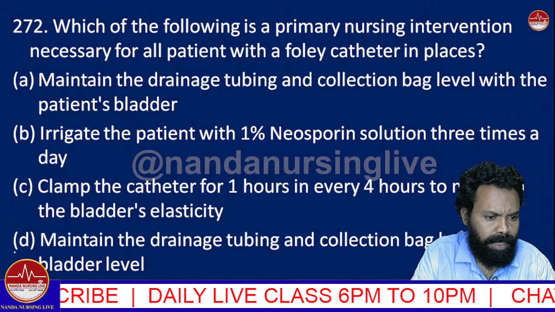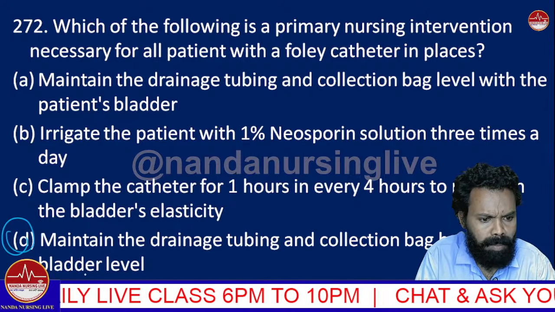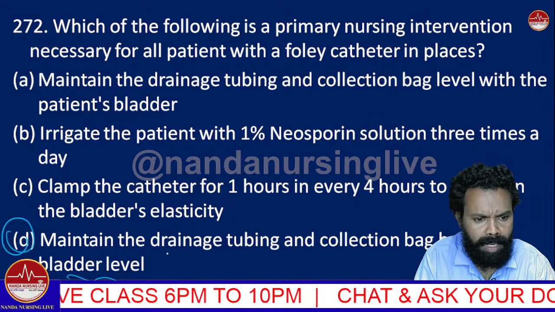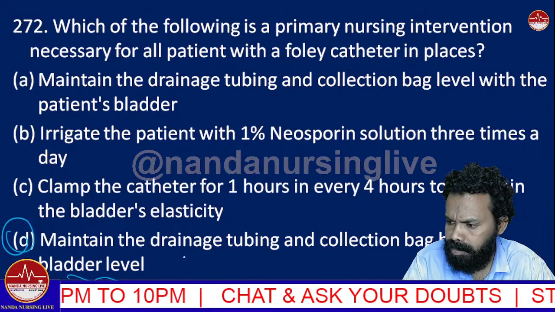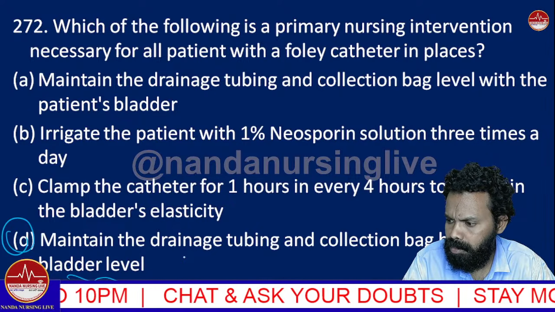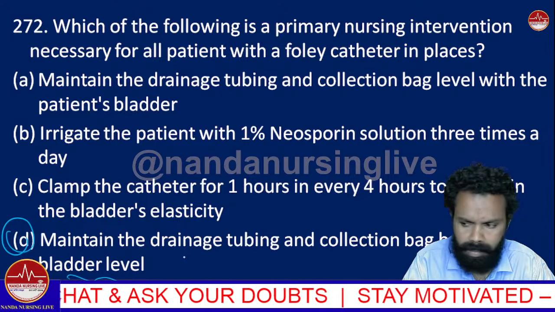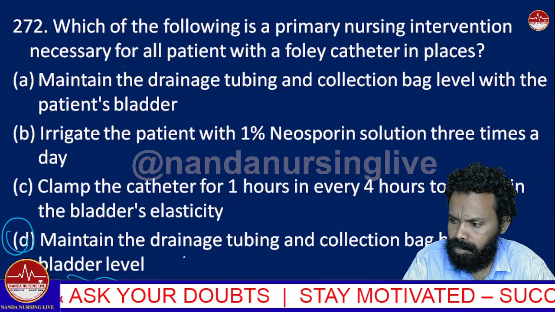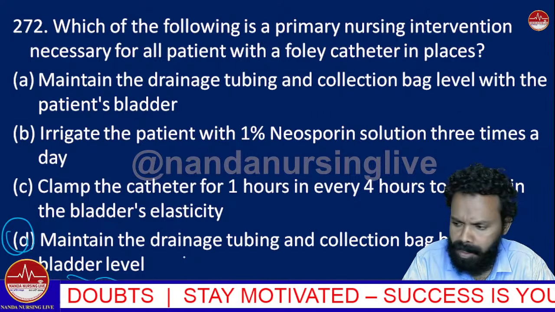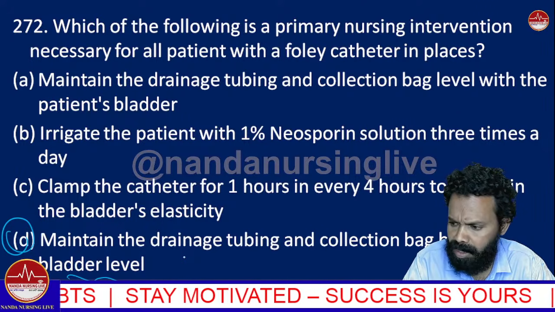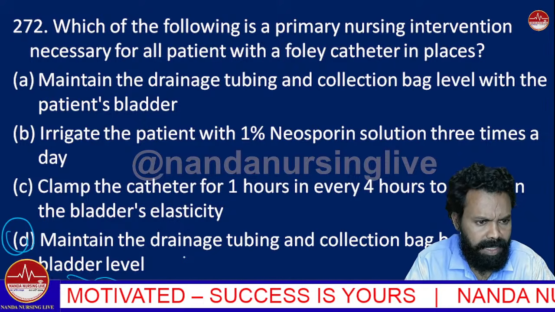So the correct answer is option D, beta: maintain the drainage tubing and collection bag below bladder level, right? Below bladder level. Option D is the correct answer. Why below bladder level? We reduce the infections. The risk of infections will be reduced, right? Option D is the correct answer.